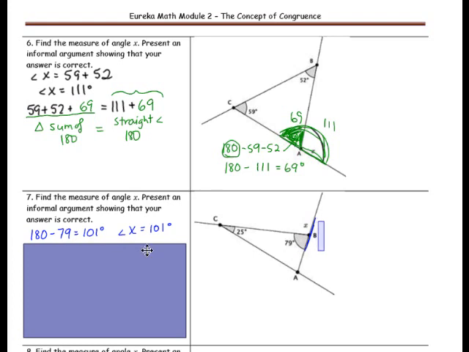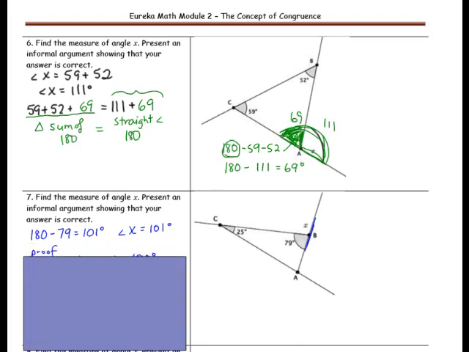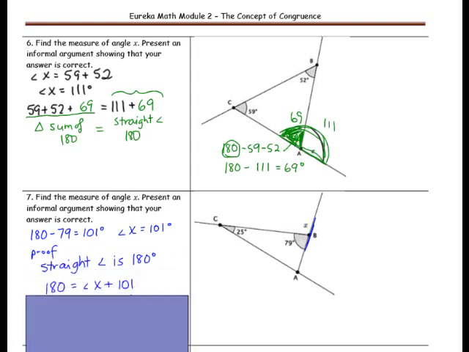This is a straight angle, and we know that that's 180 degrees. So 180 degrees, take away 79 degrees is 101 degrees. The measure of angle x is 101 degrees. I know this to be true because a straight angle is 180 degrees. 180 degrees is equal to the measure of angle x plus 79 degrees, and our angle x is 101 degrees, which is what our answer was, and 79 plus 101 adds up to 180 degrees.